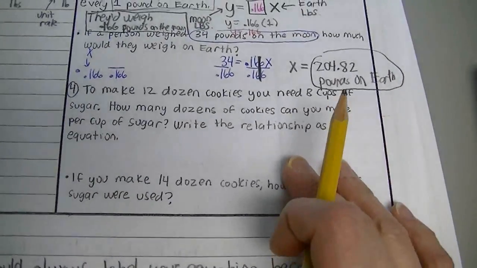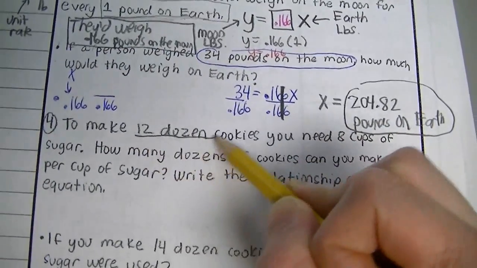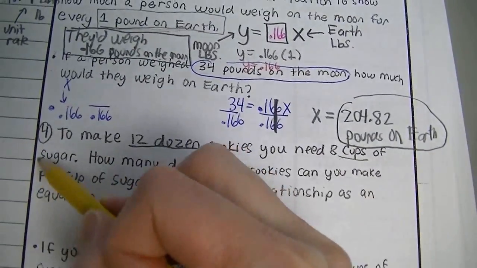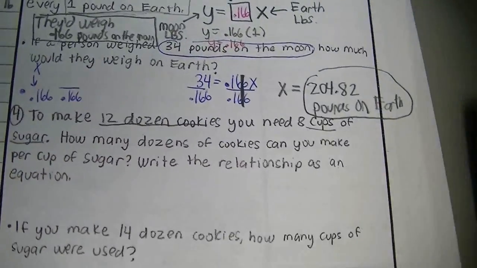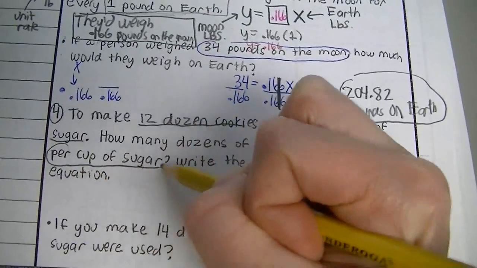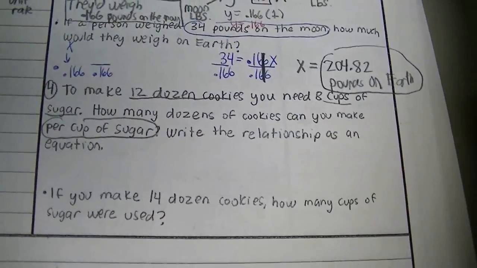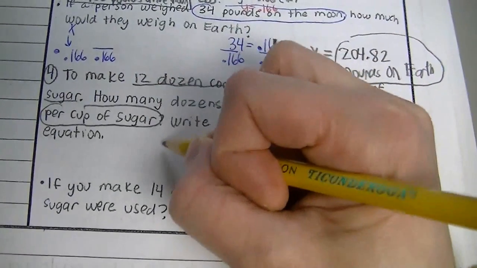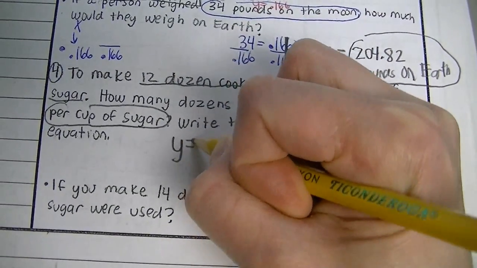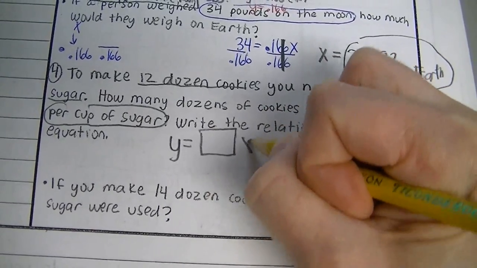Okay, let's go ahead and look at the next problem, number 4. To make 12 dozen cookies, you need 8 cups of sugar. How many dozens of cookies can you make per cup of sugar? Write the relationship as an equation. So we're going to write our equation right here. y equals, leave a spot for that unit rate, times x.